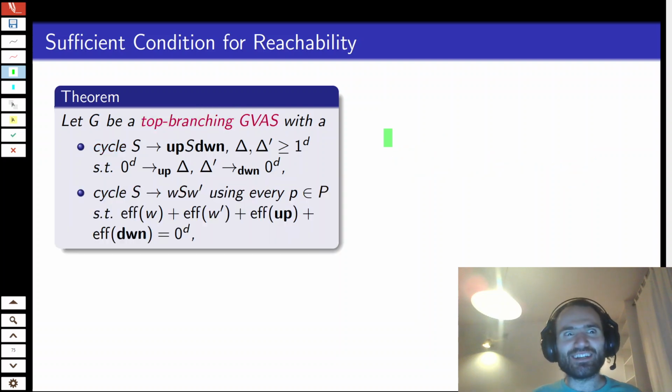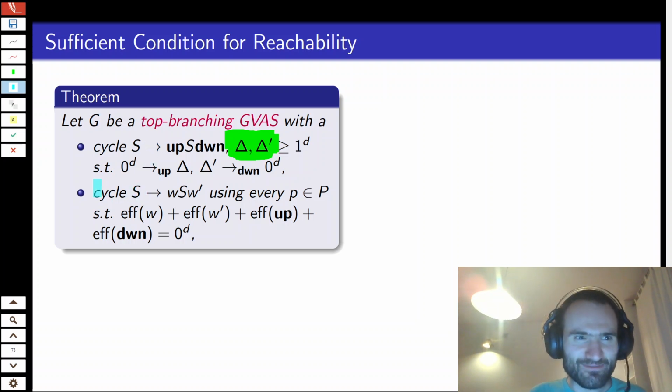Okay, so now we can start with condition 2. Well, you might think this is already enough, but the problem is delta and delta prime are completely different directions, so this by itself is not enough. So we're trying to make them the same direction.